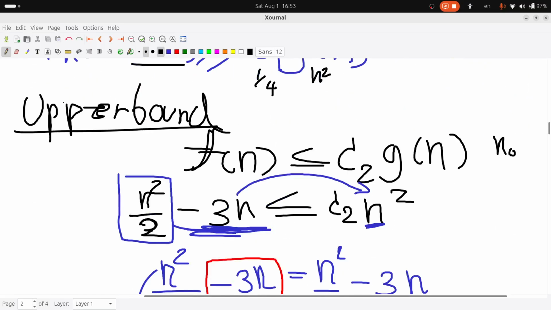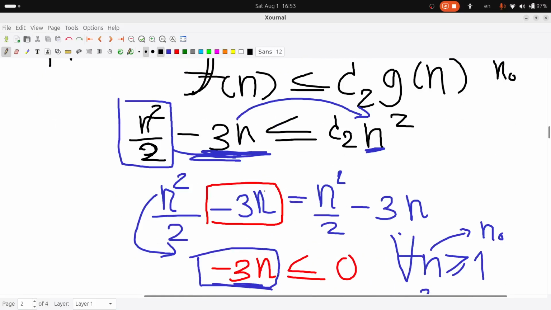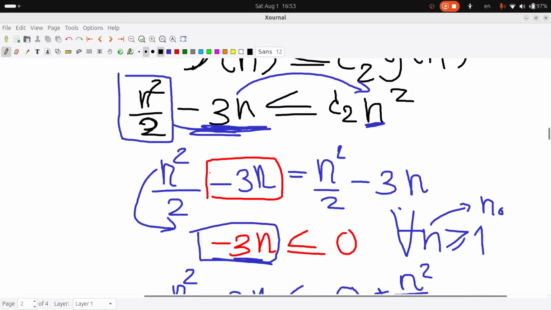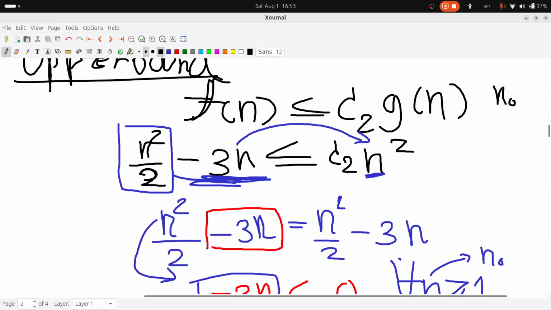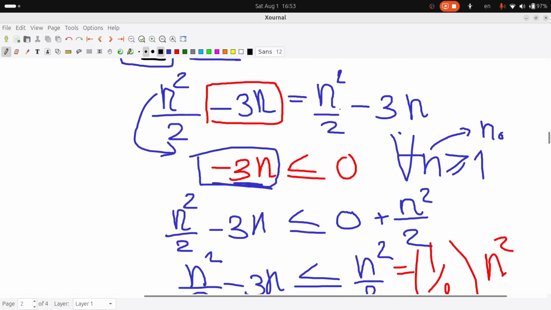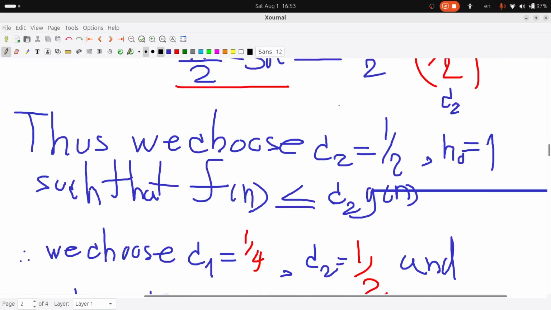And we do the same for the lower bound as upper bound, just swap the sides, and the observation that the negative 3n is always less than or equal to 0, because the right one doesn't have 3n, we can cut it out, right? That was the thing you need to do.